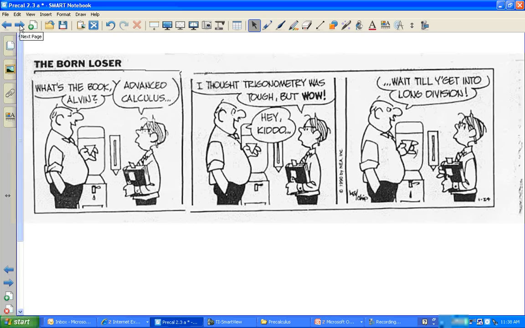First, the cartoon, and I won't skip over it this time. The Born Loser, what's the book, Alvin? The son goes, Advanced Calculus. I thought trigonometry was tough, but wow. And the father goes, hey, kiddo, wait till you get to long division. And I put that in there because we actually are going to get to long division in this unit, but it's going to come up a little bit later. We're going to be dividing polynomials for a reason, and I'll explain when we get there. But the long division, you know, I remember back in 5th grade, it was tough back in 4th and 5th grade, but now looking back, those were the good old days.